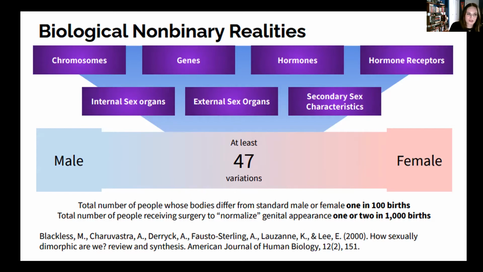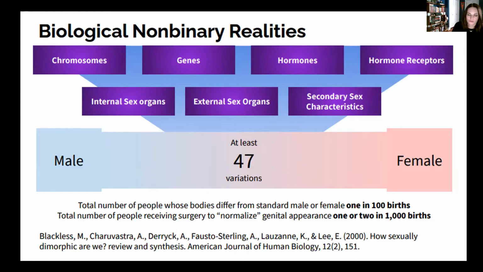But the biological non-binary reality is that there are at least 47 various sex presentations, and the variable presentations of an individual's chromosomes, their genes, their hormones, their internal and external sex organs, and secondary sex characteristics contribute to this overall more complex reality. And the stats presented on this slide, I think, specifically underscore the non-binary nature of biological sex.